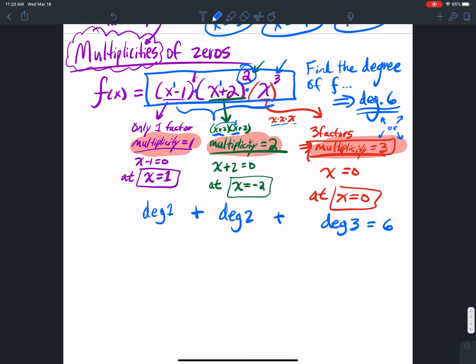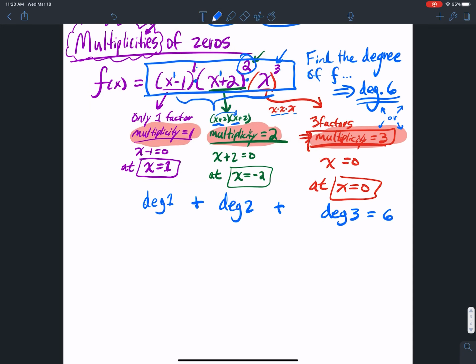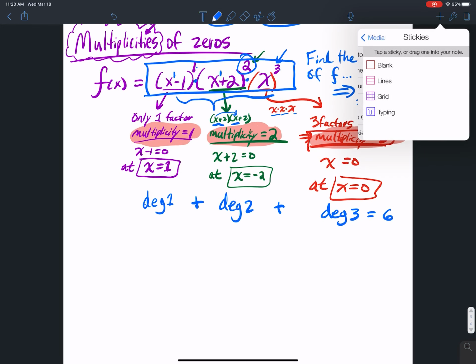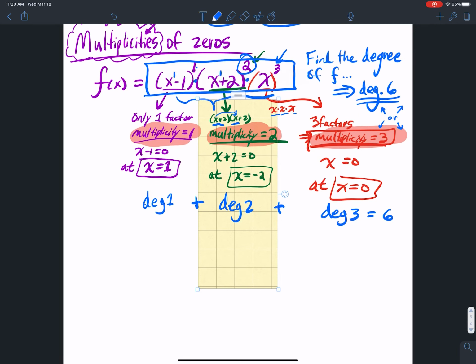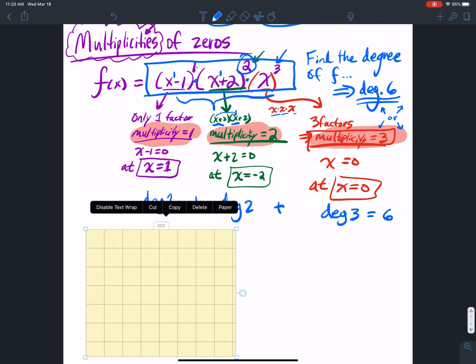So let's talk about how we're going to graph this. All right, so let's just throw in a little sticky note. So let's graph this.